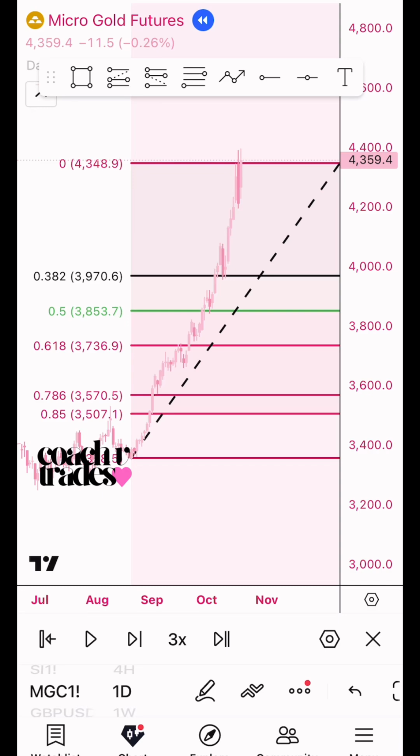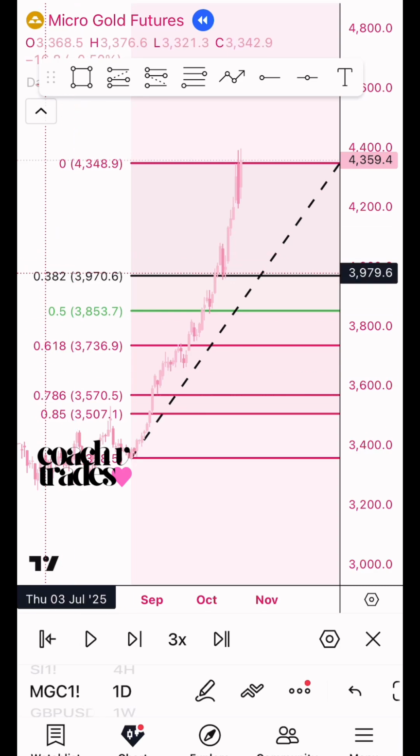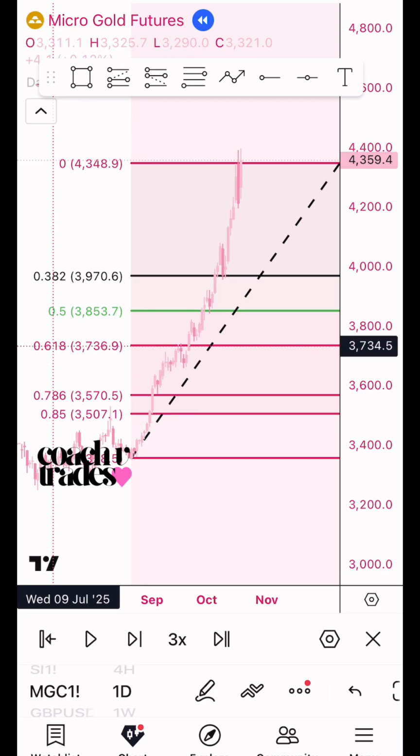I use the fib tool to measure pullbacks / corrections. So a correction in all actuality is a pullback. It's basically the market collecting the funds before it goes the direction that it wants to go, the trend that it wants to go. So as you can see on the fib tool, at these key levels, it has prices. So it's basically saying at this price, we could pull back. At this price, we could pull back. At this price, we could pull back.